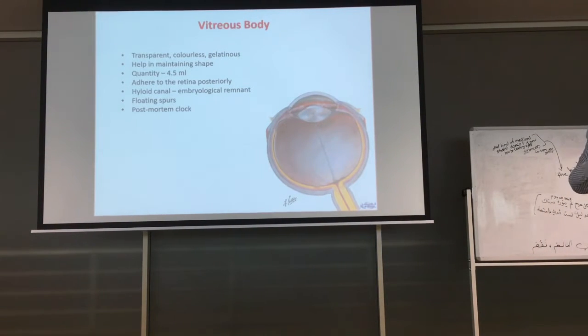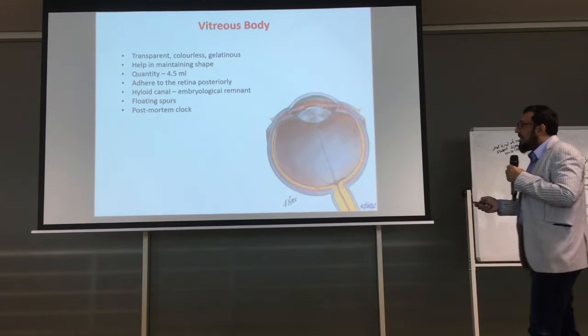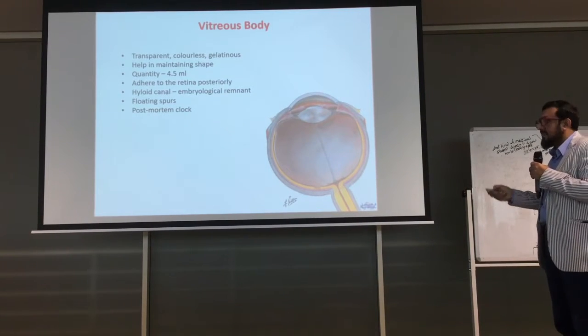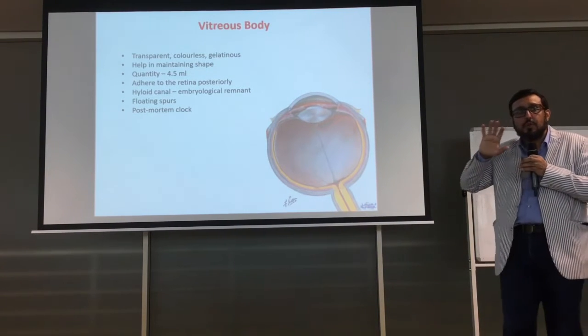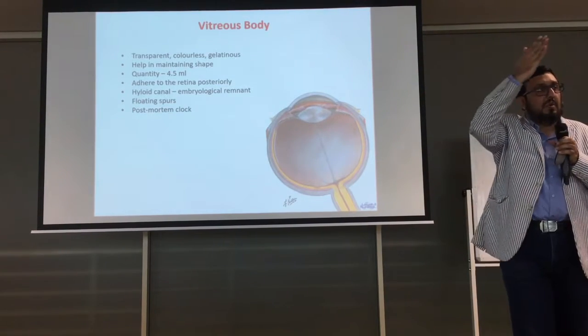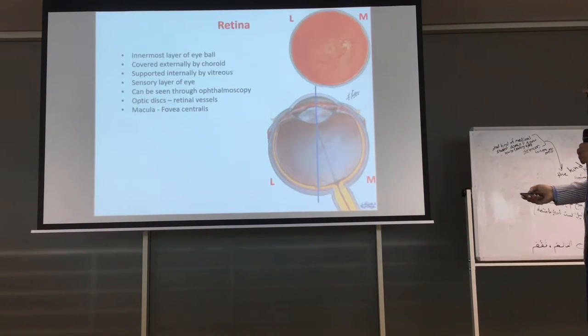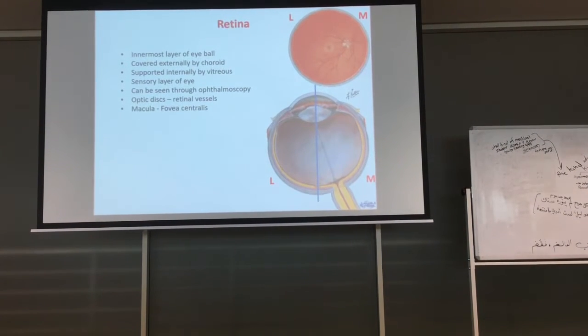So you mean that there is something that can accumulate in it that will cause this? Yes. So the basic function of this vitreous body is just to push the retina along with the sclera and produce a spherical globe inside. Okay, coming to the retina.